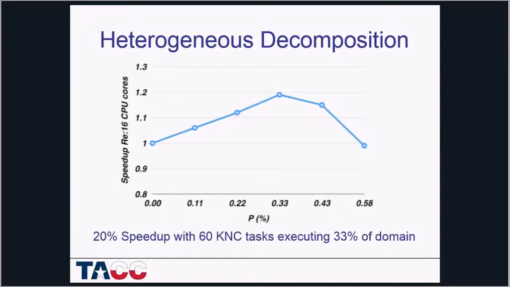And you can see here this is a breakdown of trying different amounts of work on the Knight's Corner Xeon Phi cards. The vertical axis is speedup relative to using all 16 cores on the Sandy Bridge host, and the horizontal axis is the percentage of work that was sent to the card. You can ignore the percent sign, so 0.22% would be very small, but 0.22 here means 22%.